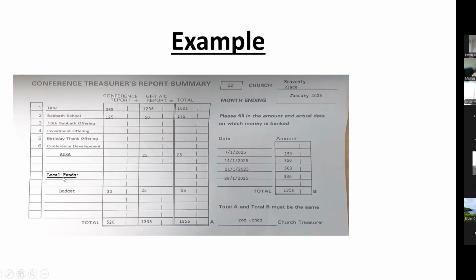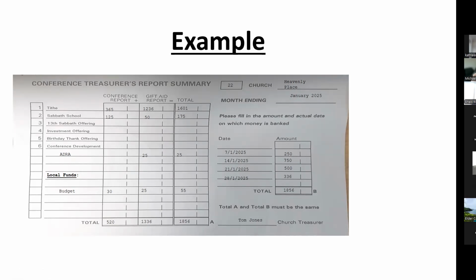Please, when you're doing reports, especially on the summary report, if you've got local funds, make sure you put local funds, because if you put Sabbath school, I'm going to assume that it's conference money. So if you don't say local funds, it will be recorded as conference funds. So just make sure that you fill this in completely and accurately, especially on this particular sheet. On the right-hand side of the sheet is where you fill in your banking deposit.